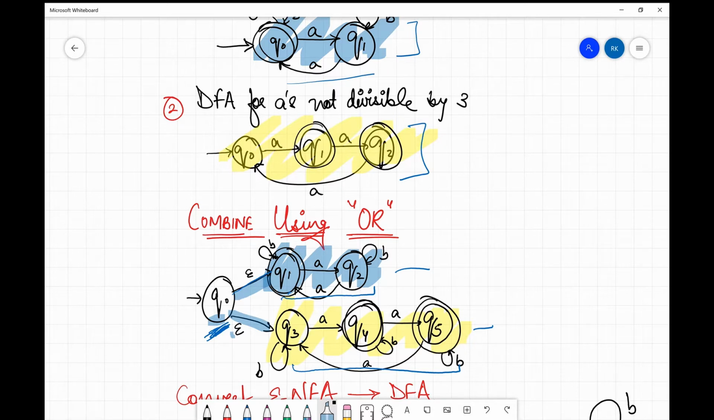Now this is not the DFA, as you all know. This has now become an e-NFA. Yes, e-NFA. So the final step now involves the conversion of this e-NFA to DFA.